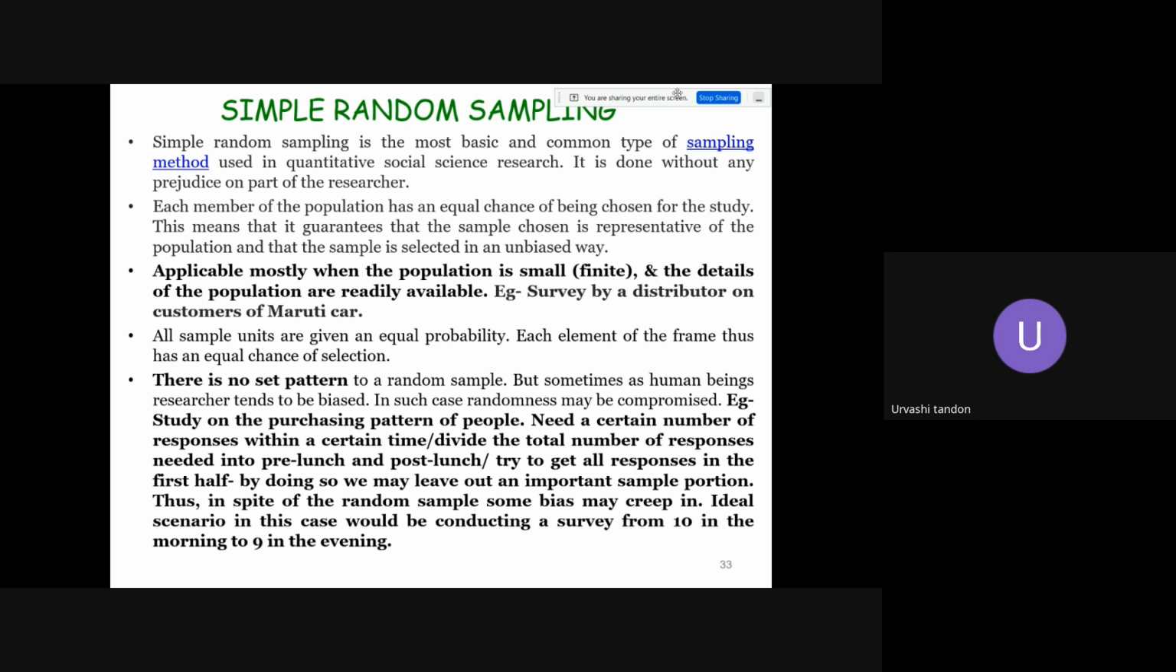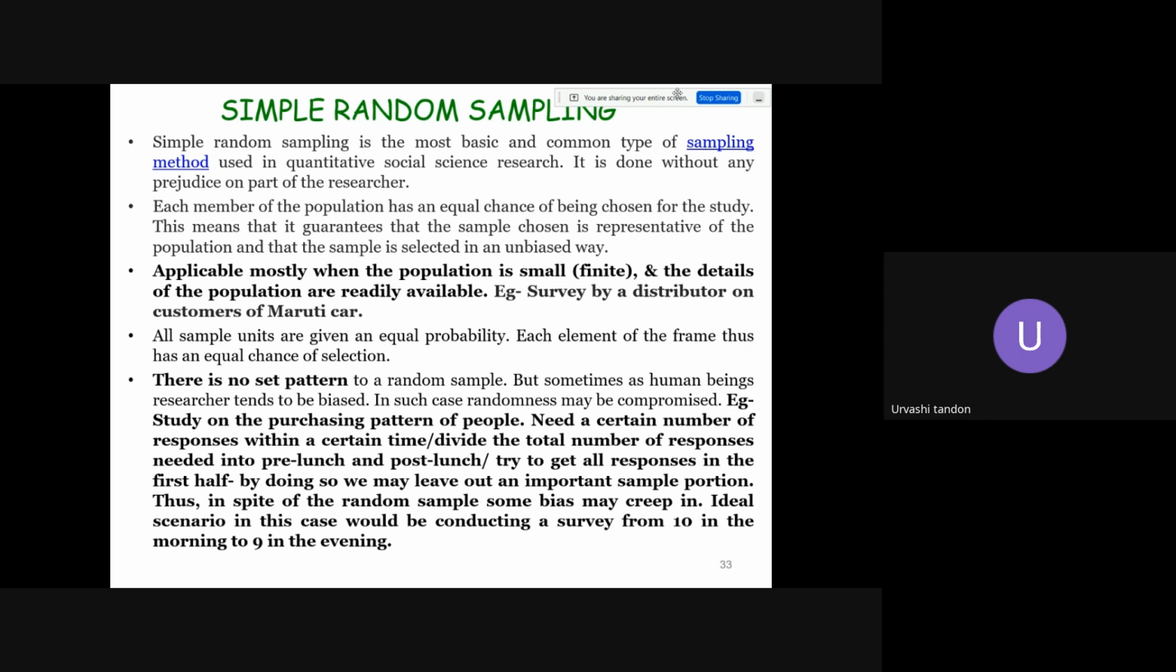He just has to pick up the sample from a population randomly, right? We use random sampling at those places where we have a list of the population, or a list of the sampling frame is there with us. So let's say the population is finite, that means we have the information about the population. I've given the example here: a survey by a distributor on the customers of a Maruti car. If you want to have a survey on the distributor of customers, then you may go for simple random sampling. But again, you have to be very much sure.